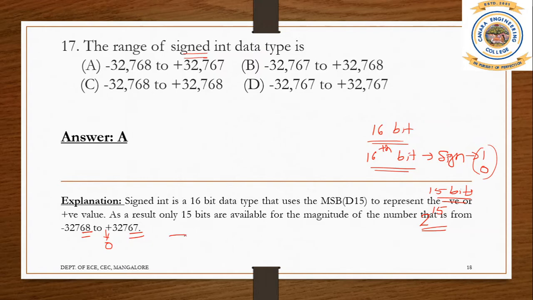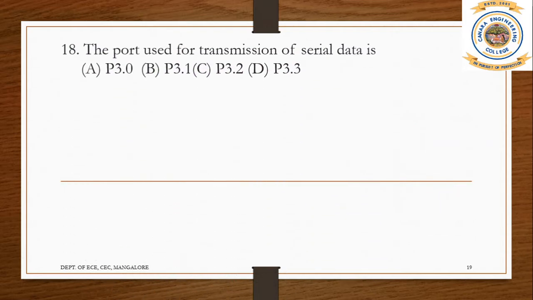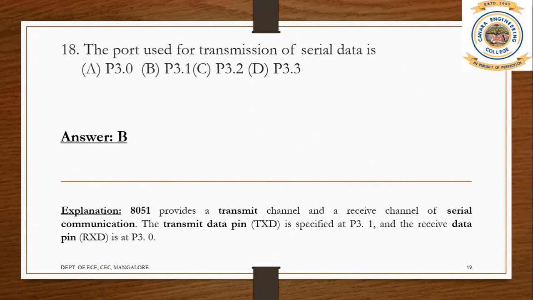Okay, you add this to, it's approximately 65k. So 2 power 15 is 65k. You can use your calculator to find the exact value. So next question is, the port used for transmission of serial data is, again this question is based on the pin diagram of 8051. So answer is P3.1, that is first pin of port 3.